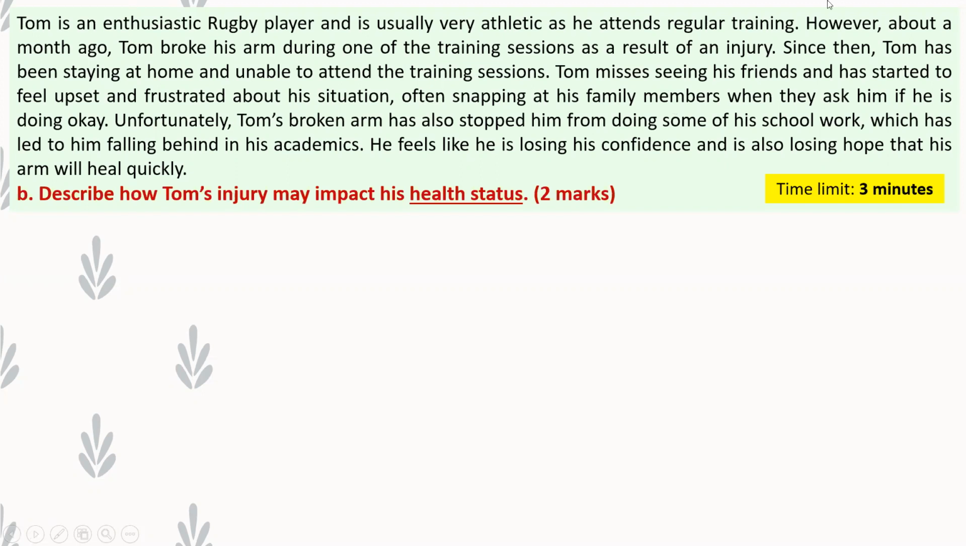So again, the same case study, but now you're linking it to how it impacts his health status, okay? And it's worth 2 marks. So again, this is assessing your knowledge of chapter 2 and the health status indicators.